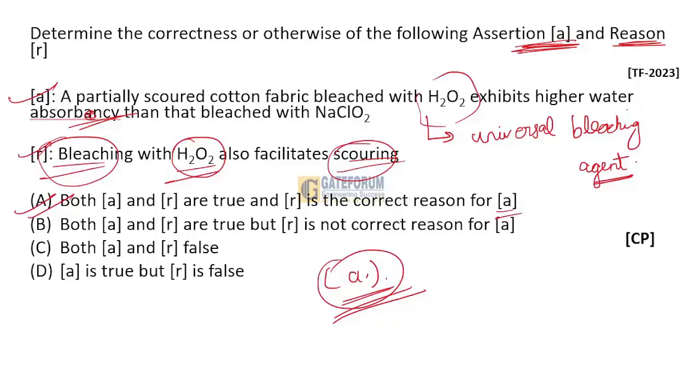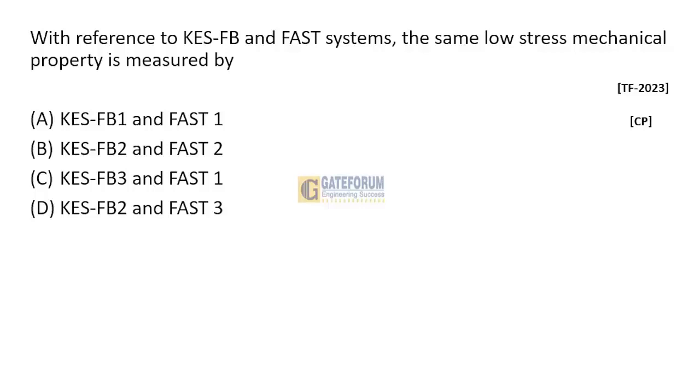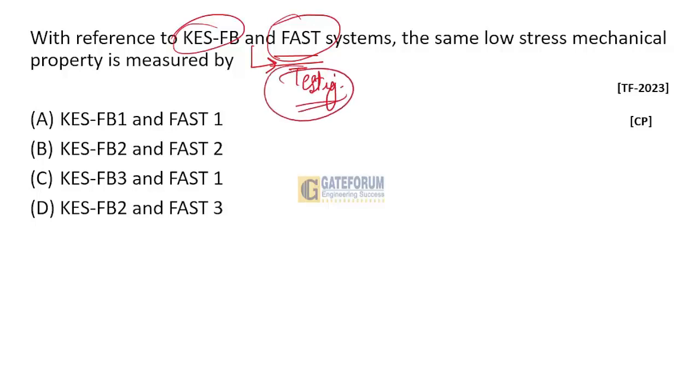Now, it is with reference to the Kawabata and FAST system in the chemical processing. You will have to remember, basically not in chemical processing, you read these terms in textile testing as well. So it says KES, with reference to these both systems, the same low stress mechanical property is measured by which of the FAST systems and which of the Kawabata systems.